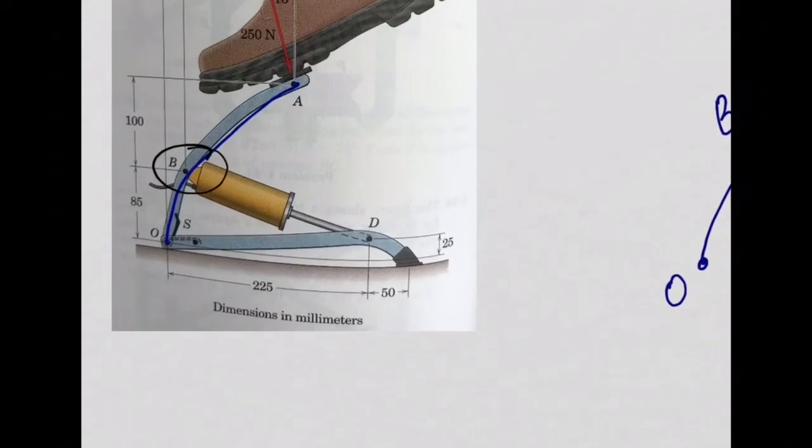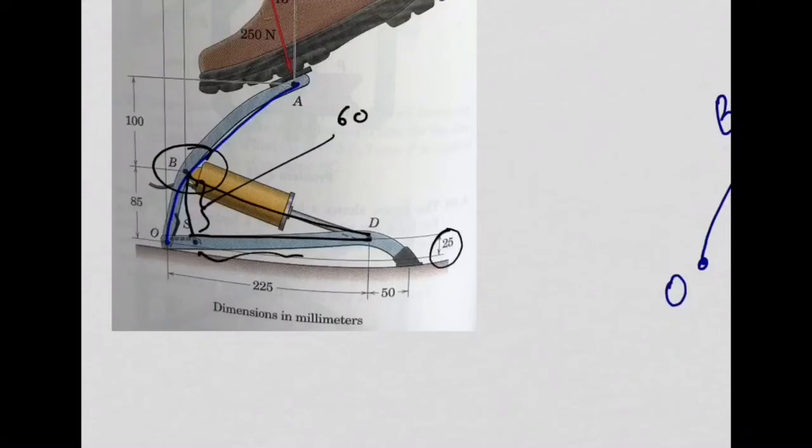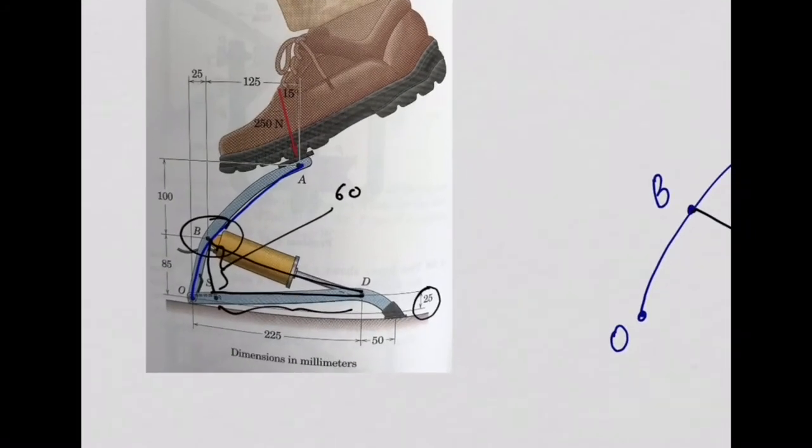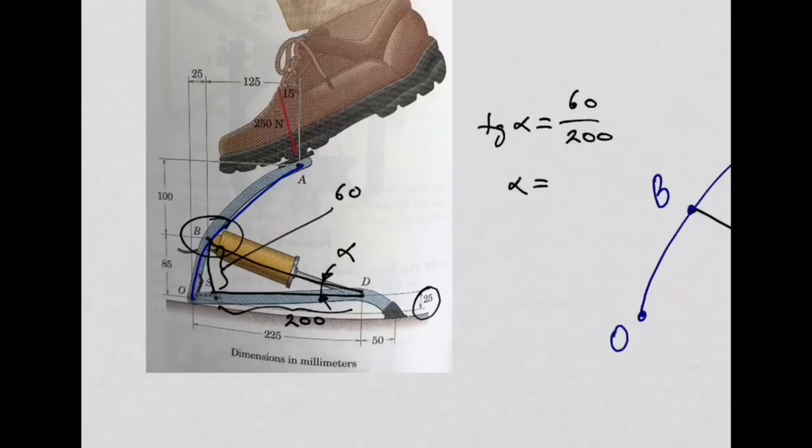For example, look at this. You have here this right triangle. This height here is how much? 85 minus 25, so this is 60. And this length here is how much? 225 minus 25 is 200, right? Isn't it? So if you calculate this angle here, alpha, you can say tangent of alpha is equal to 60 over 200, which gives you alpha equal to 16.7 degrees.